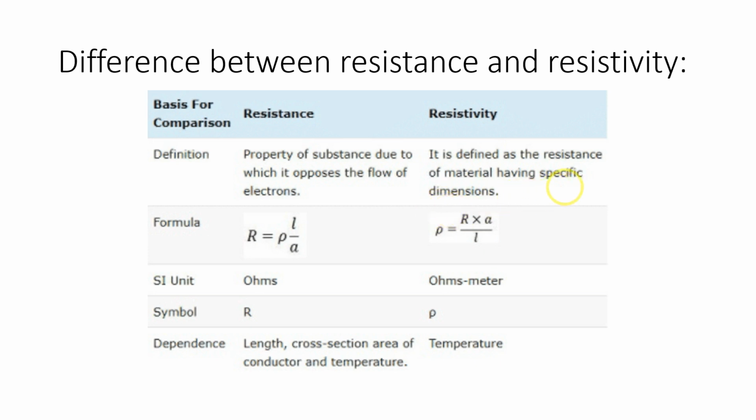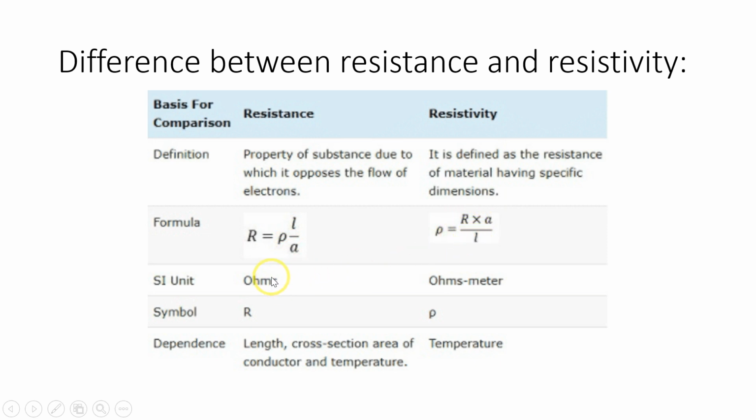So if a substance has a specific length and area and we want to find the resistivity, we can say that it is defined as the resistance of the material having specific dimensions. In simple words, resistance is the larger umbrella and resistivity is the smaller umbrella. Formula of resistance is resistivity multiplied by length over area, while that of resistivity is resistance multiplied by area divided by length.